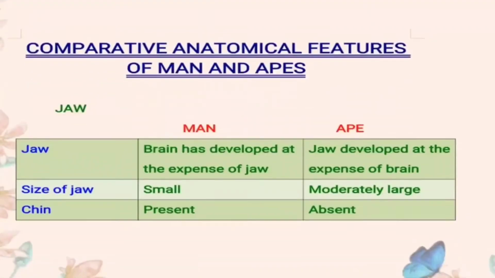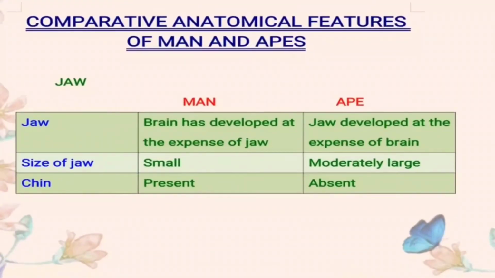Moving forward towards the jaw. The jaw in a man has been developed, and the brain has been developed at its expense. So this is written over here. But in the ape it is quite the reverse: the jaw developed at the expense of the brain.